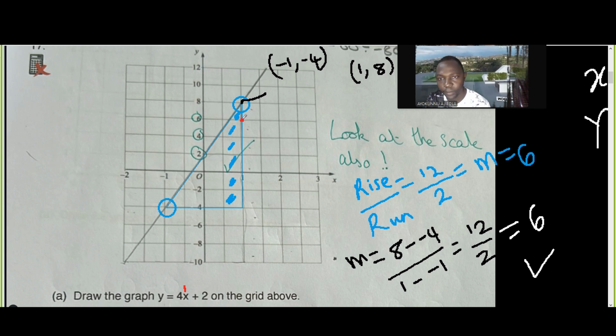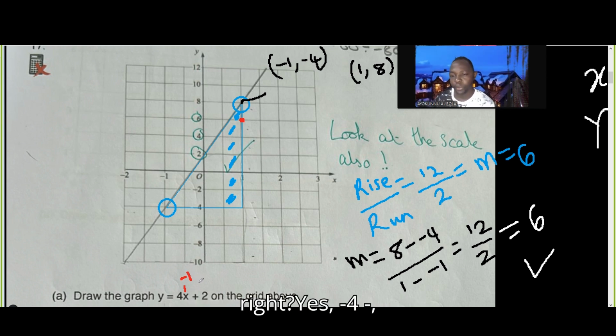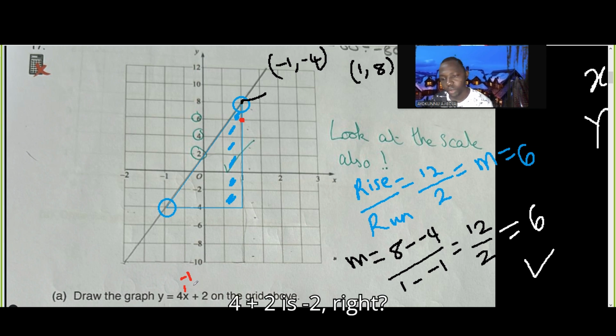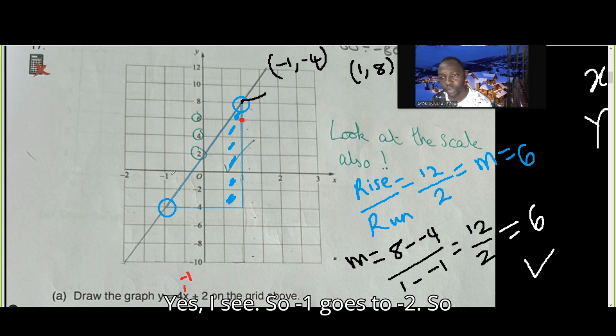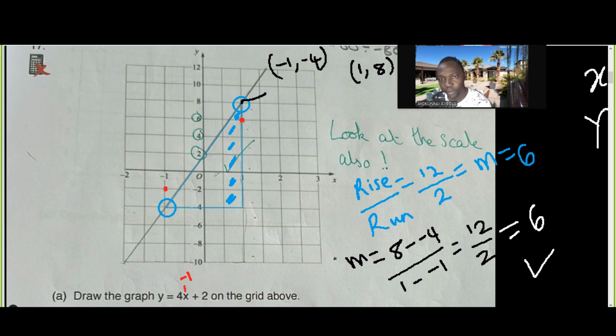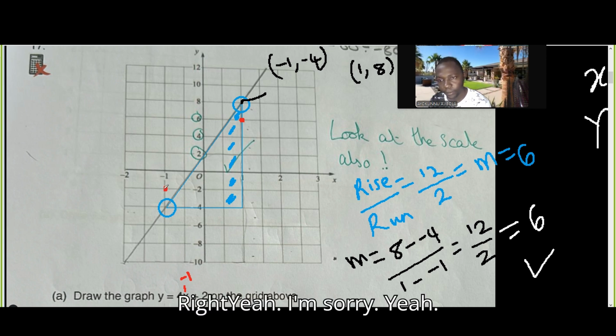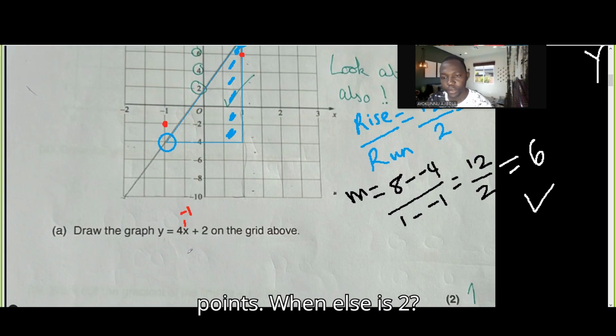Are you seeing this? Yes, I do. So when x is -1, what will be y? That is 4 times -1, right? Yes, -4. -4 plus 2 is -2, right? So -1 goes to -2. So we're going to have a point here, right? Good. Let's pick maybe 2 more points.